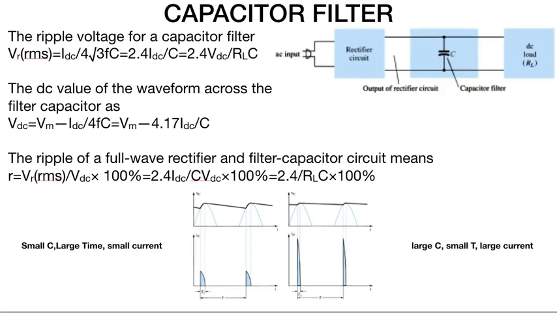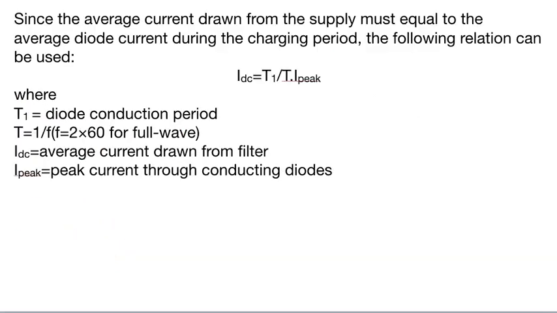For the capacitor filter, VRMS is IDC by 4 root 3 f C and VDC is Vm minus 4.17 IDC by C. Now VR by VDC will be approximately equal to that. Small C means large time and small current; large C means small time and large current. This is the condition that is being followed.